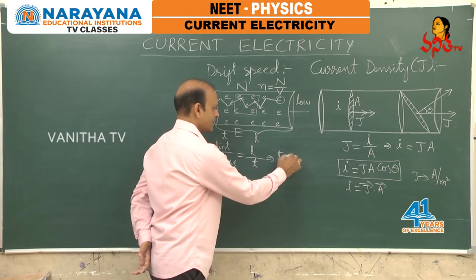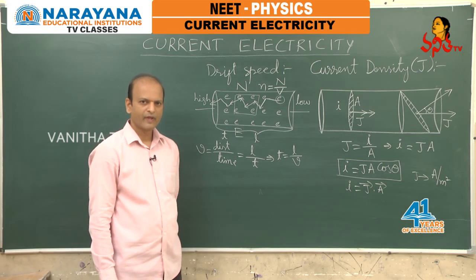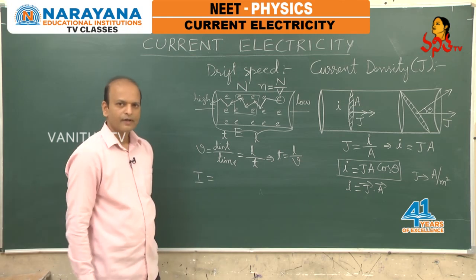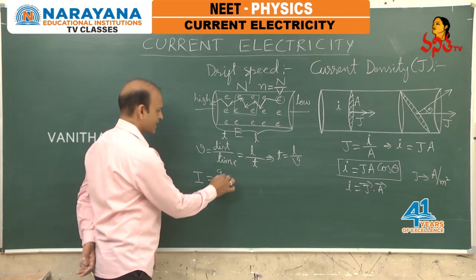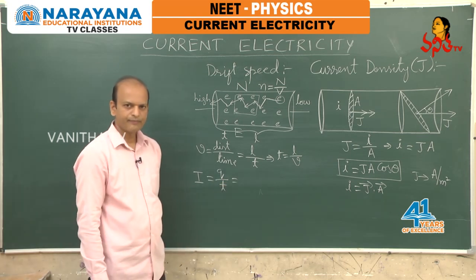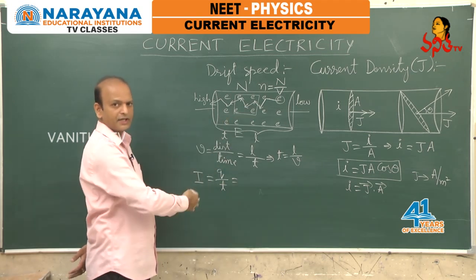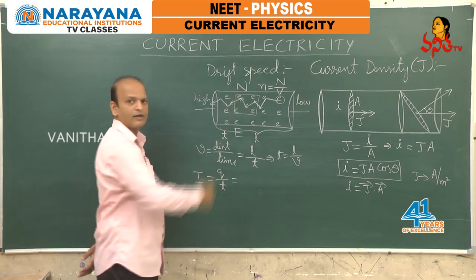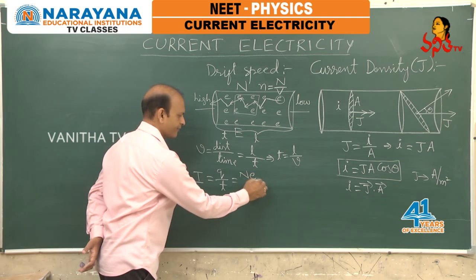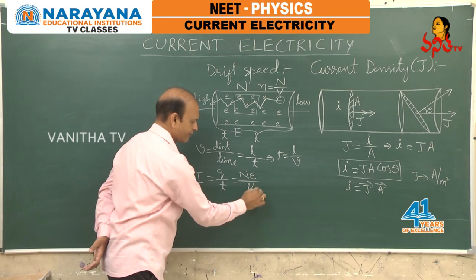Therefore, t is equal to L by V. Now, coming to the current definition, current is total charge flowing in total time t seconds. Here, totally how much charge is passing through any cross section? N number of electrons are passing, we are considering. So therefore, it is Ne by t, which can be substituted as Ne by (L by V).